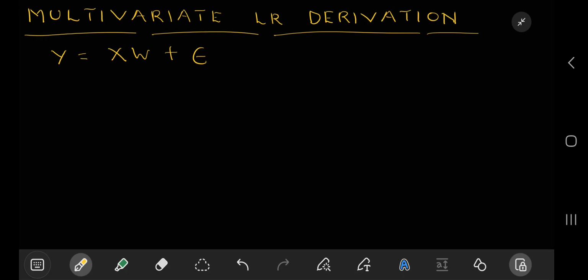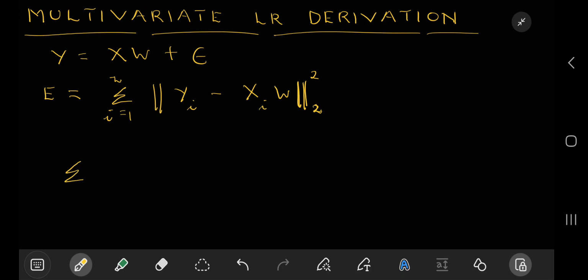Okay, so let's start with the derivation. First thing is, we have to find the loss function or the error function. The error, we'll take it as the sum of squares error, as we took in univariate as well. So this will be sigma i equal to 1 to n, corresponding to the n different data points, (yi minus xiw) the whole square. So here I'm taking the L2 norm, and this is another way of writing it.